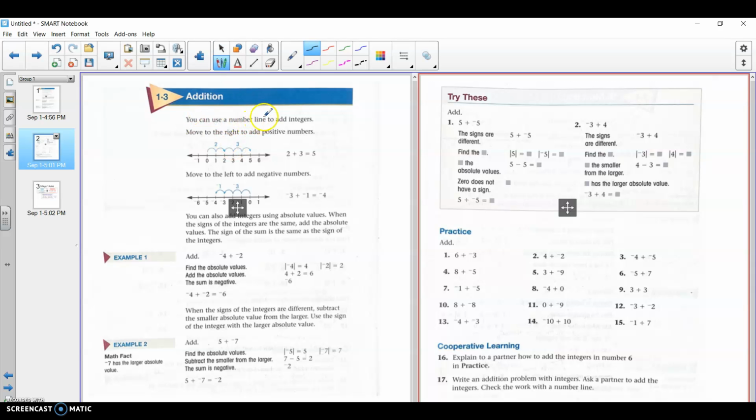Okay, so we are going to go back to our lesson, and we're going to start here and read a little bit. You can use a number line to add integers. Move to the right to add positive integers. So if you start at 0 here and you count 1, 2, and then you add 3 more, you're obviously going to end at 5. That's 2 positive numbers. If you are doing negative numbers, you are adding, but you are moving to the left on the number line. So if we start at 0 and we have a negative 3, we are going to count the distance 1, 2, 3, plus one more negative, and that's going to give us negative 4. So negative numbers, you're always moving to the left, and positive numbers, you're going to move to the right.